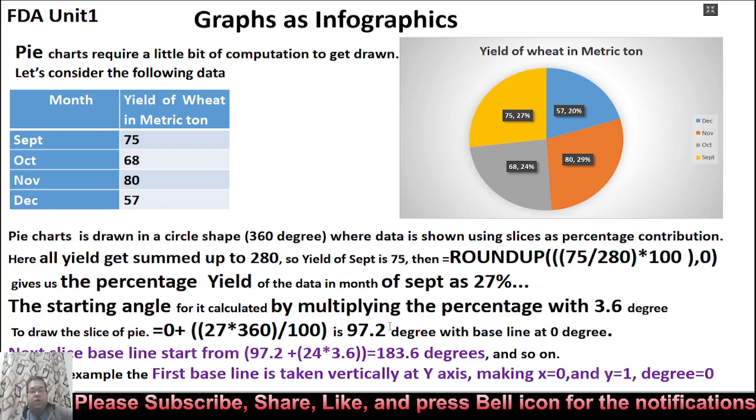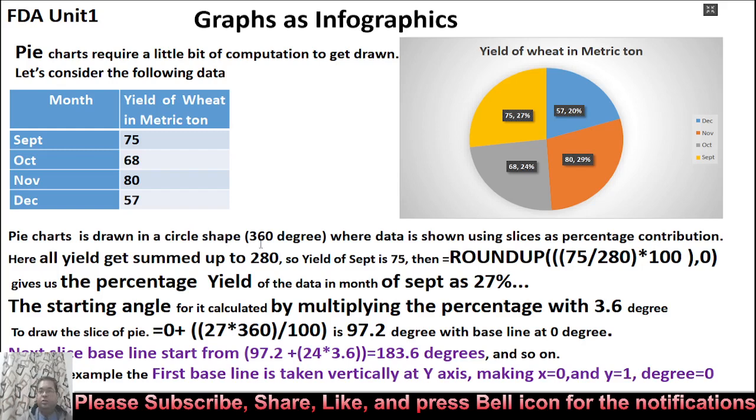Next, we got this 97 degree for the first, then for 68, that October yield, we got 24%. So we got 97.2, that is our starting point here, and then we go on adding the rest so that we get the 183.6 degrees. So we got this portion, and for every portion we color this in a different way to show the month. So blue shows the December, yellow shows the September, and the saffron shows the November, and the gray shows the October.